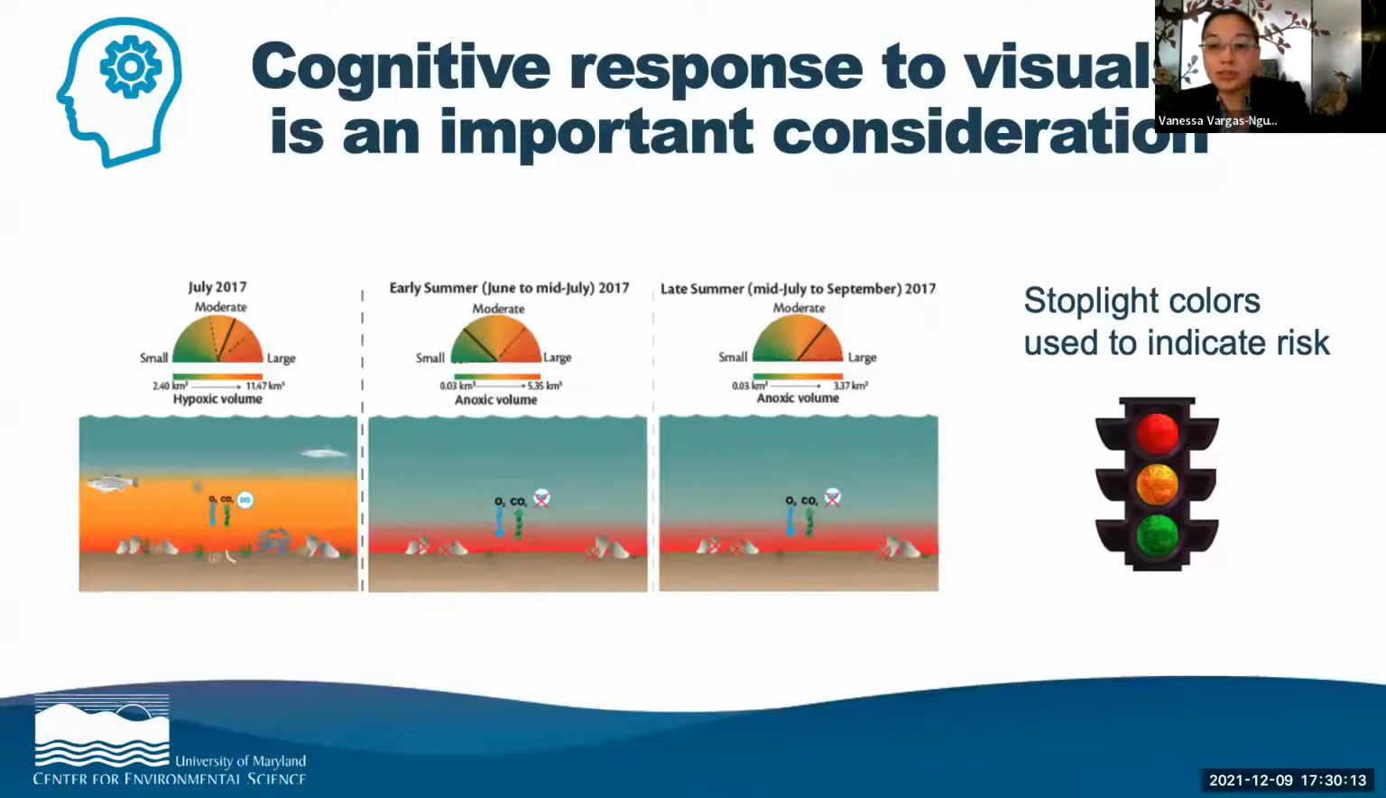All right, so the next principle is to take into consideration our cognitive response to visuals. There are many aspects of a visual element, but for now, I'll just talk more specifically about colors. For instance, in this graphic, we use the universal stoplight color of red to stop, orange to wait, and green to go to indicate increasing risk. So notice the varying levels of red. Of course, there are other considerations such as color blindness that we have to think about as well in using colors in our science communication.